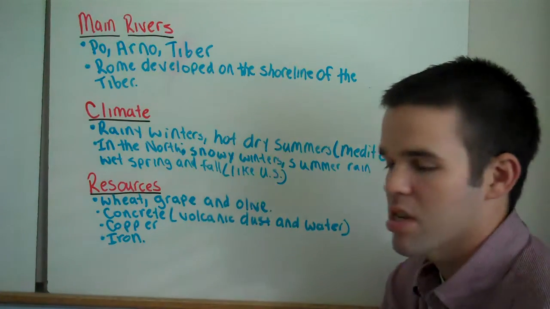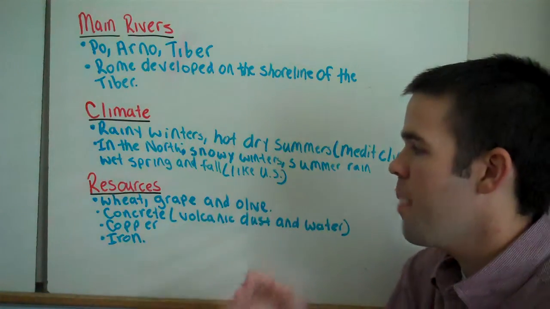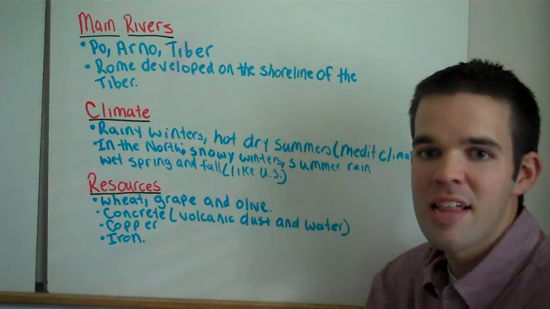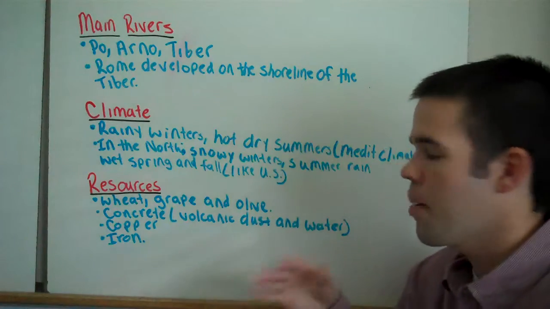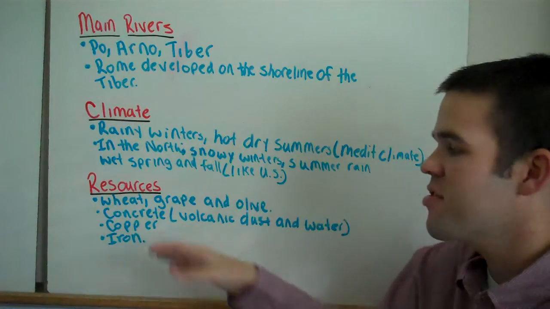Let's move on to resources. There are 4 major resources that Italy is known for. Wheat, grapes, and olives are the primary ones. Then you also have concrete.